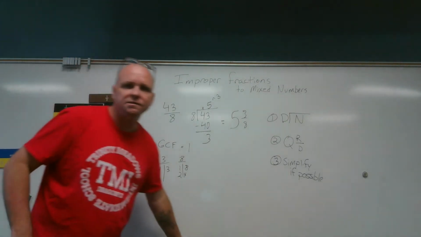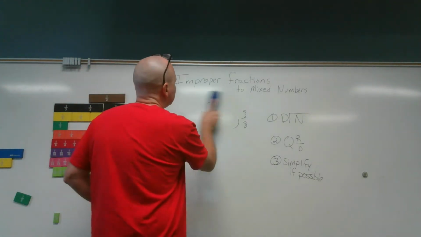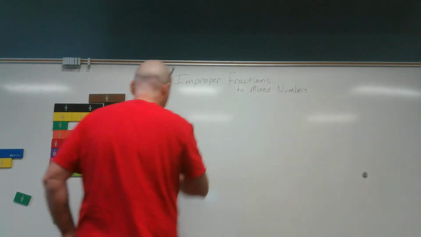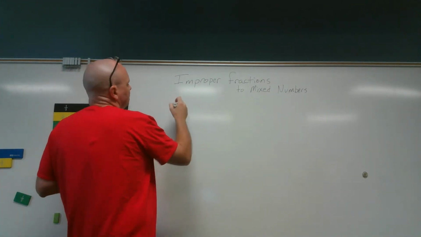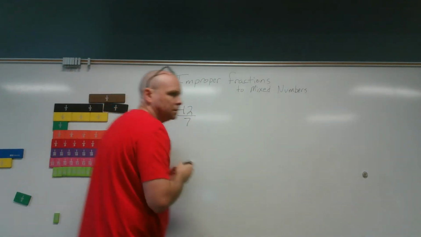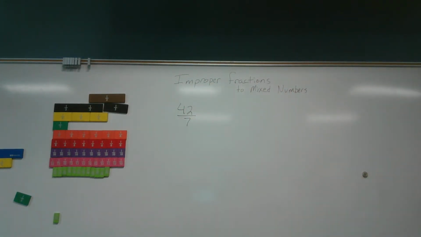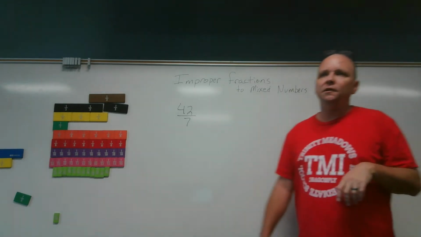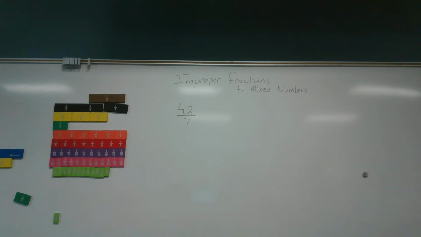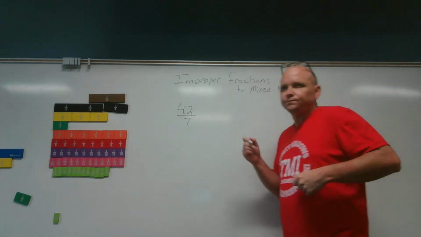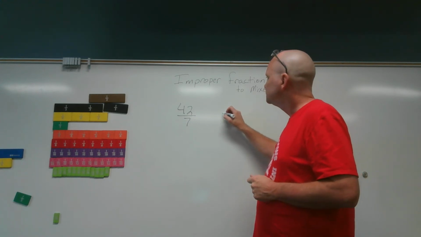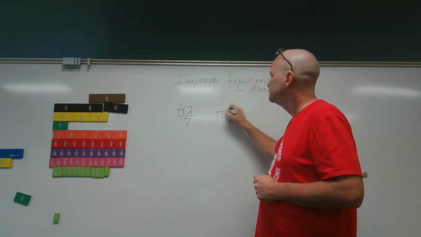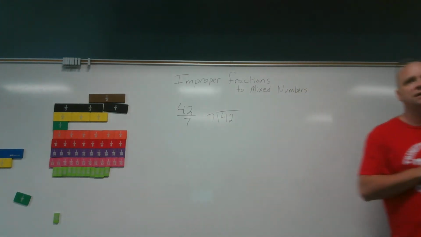Okay, so this is really pretty easy. Let's look at another one. Let's take 42 sevenths. Chloe, what's my numerator? 42. My denominator? 7. All right? So what am I going to do? You're going to divide 42 by 7.